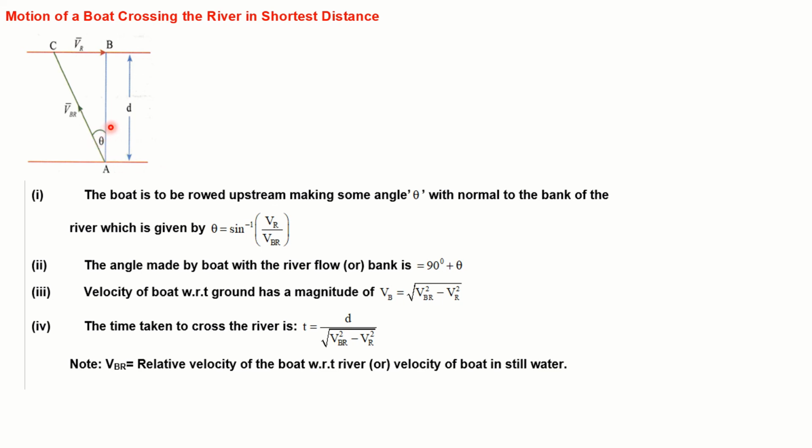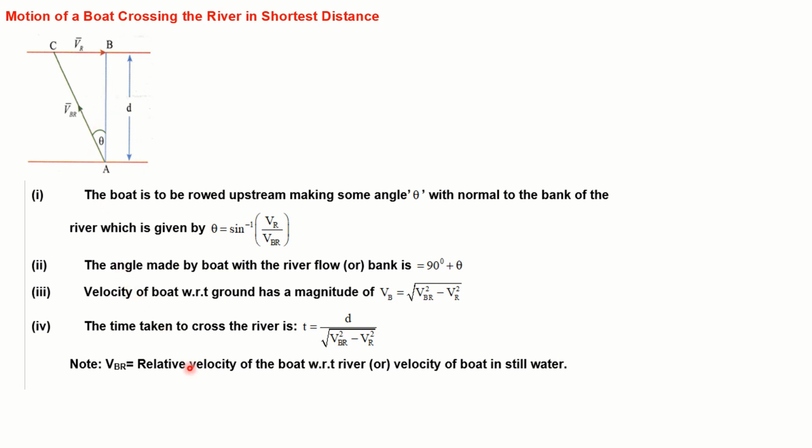Sometimes, seeing the question, you have to take the approach. The velocity of the boat with respect to the ground has a magnitude. Students, VBR is in this direction, VR is in this direction, and this is the resultant. Listen, from there I can calculate. You see, VB is equal to the square root of VBR square minus VR square. The time taken to cross the river is T equals total distance d by the resultant velocity. The resultant velocity is how much, student? This one, the magnitude square root of VBR square minus VR square.